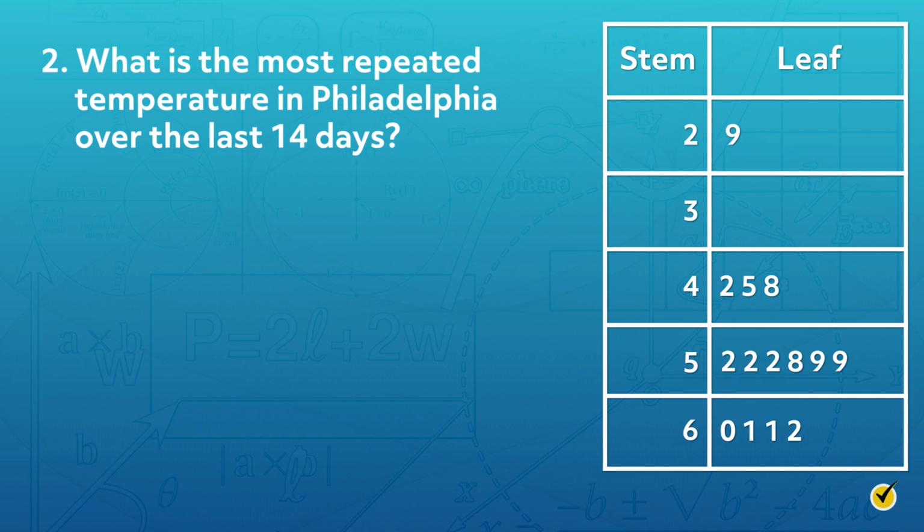With a stem of 5 and a leaf of 2, the data value is 52. Therefore, the most repeated temperature in Philadelphia over the last 14 days is 52 degrees Fahrenheit.